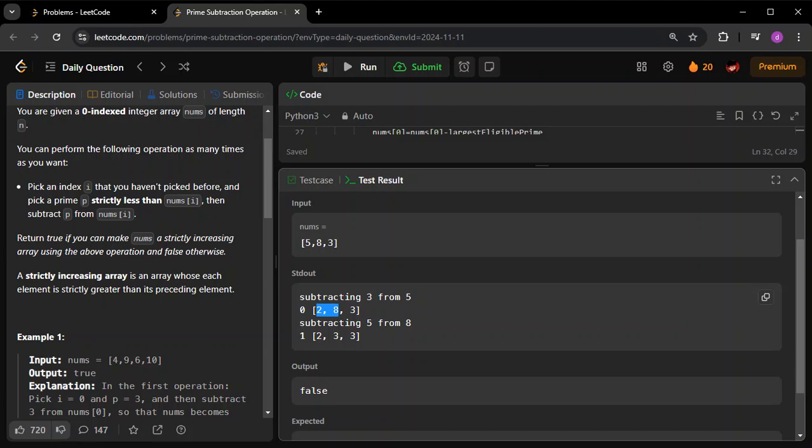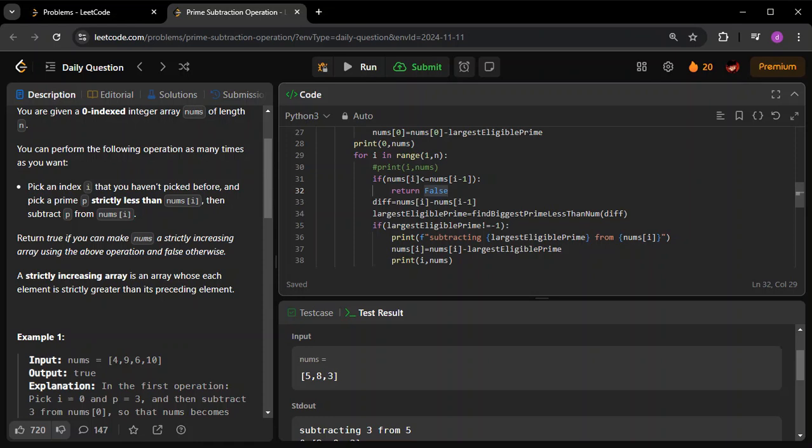What is the biggest prime number less than 6? It is going to be 5. So I'm subtracting 5 from 8. I'm going to get 3 here. Fine. But now the next element is 3. Is this element greater than its previous element? No, it is not greater than its previous element. So there is no way I can make this a strictly increasing array. We cannot do that.